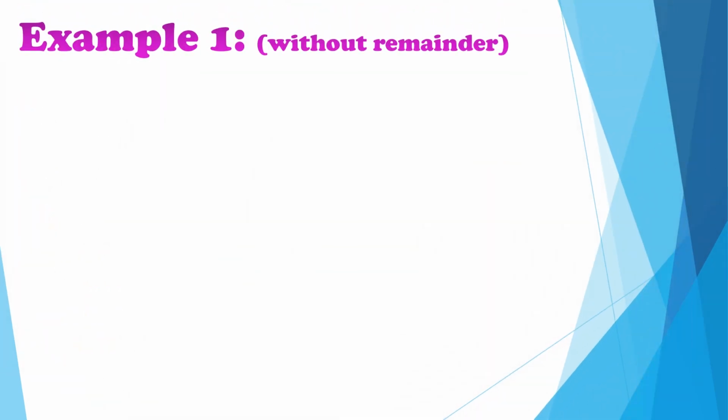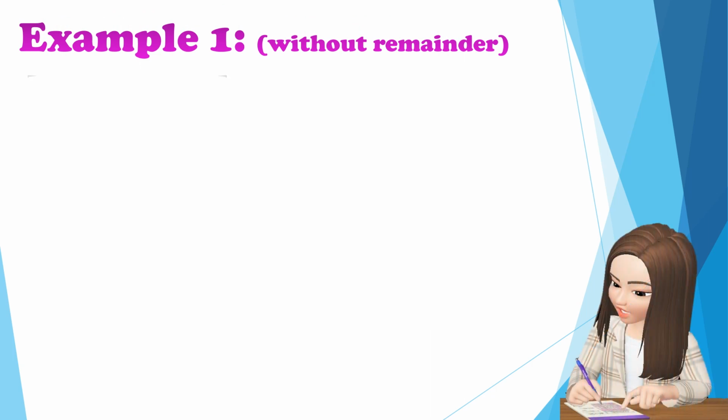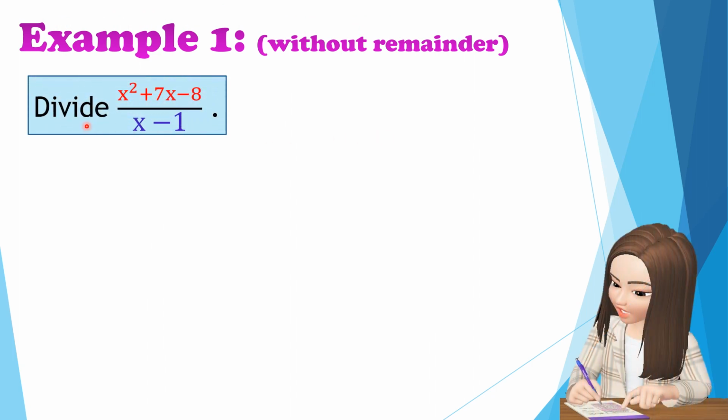For the first example, let us divide polynomials without remainder. Divide x squared plus 7x minus 8 by x minus 1. Inspect if the dividend and the divisor are in standard form and if there are no missing terms.